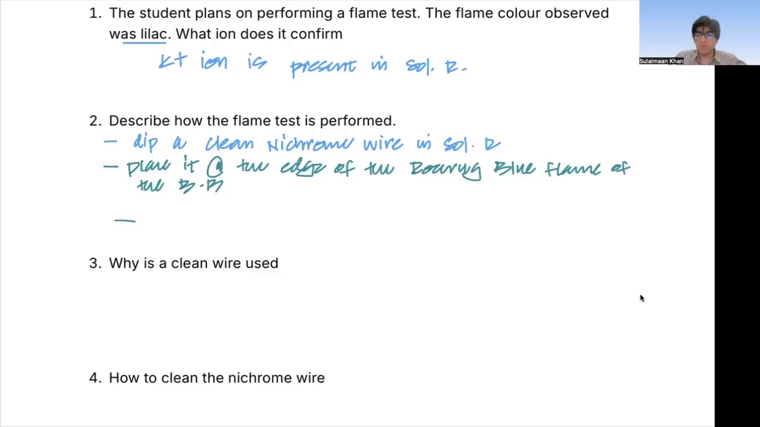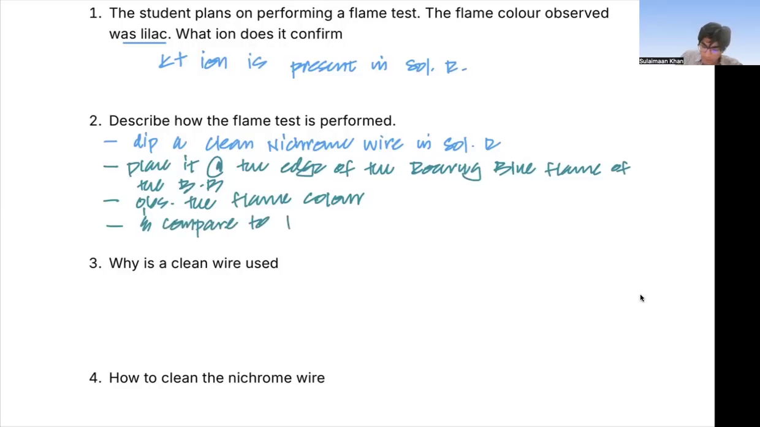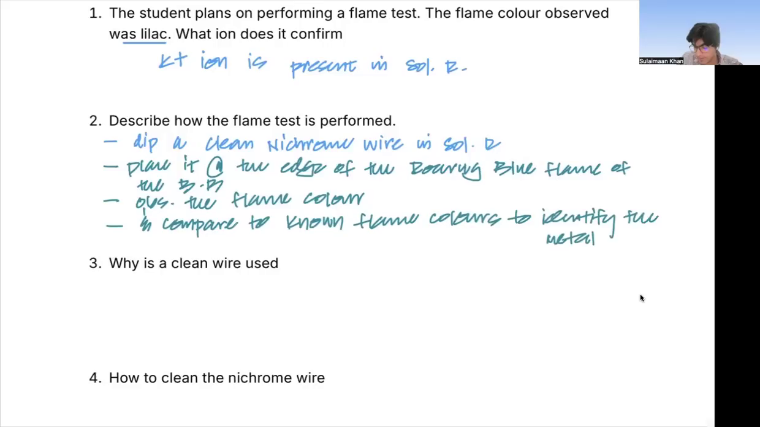And then I'm going to add some few extra things. फिर मैं क्या कहूँगा, observe the flame color. और इस फ्लेम कलर को सिर्फ ऑब्जर्व नहीं करना, हमें कैसे पता कि इट्स द पोटेशियम आयन? हाँ, you are going to compare it to known flame colors. Yes, so observe the flame color and compare it to known flame colors, or check the table to identify the metal ion. इतना डिटेल नहीं चाहिए लेकिन चलो.